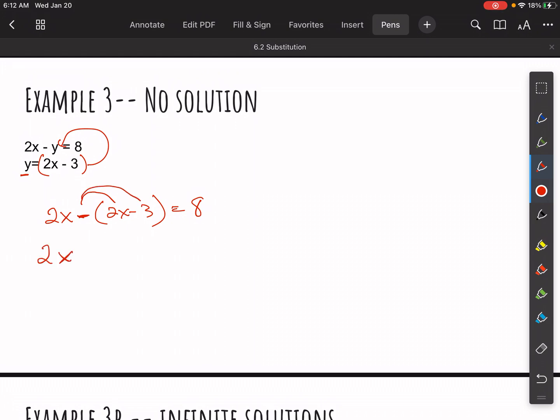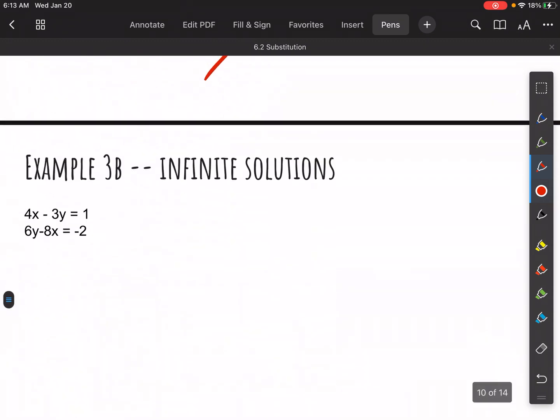So we have 2x, think of it like a minus 1 out front, minus 2x plus 3 is equal to 8. Notice that 2x minus 2x is 0, and we're left with 3 equals 8. Whenever you have a weird statement like that, like 3 equals 8, no solution. So no solution for that one.